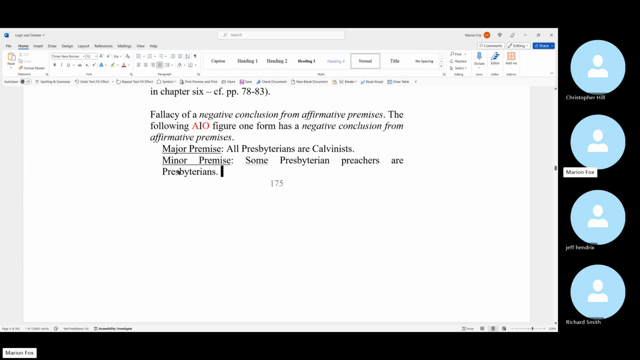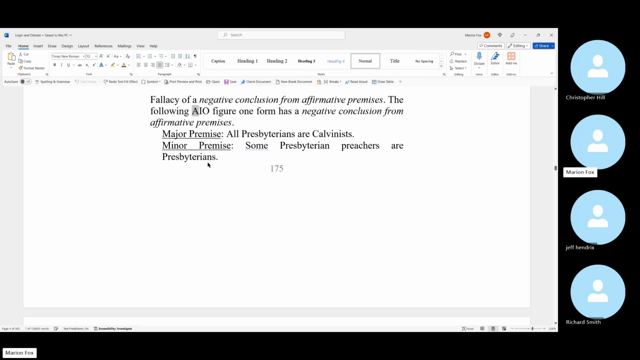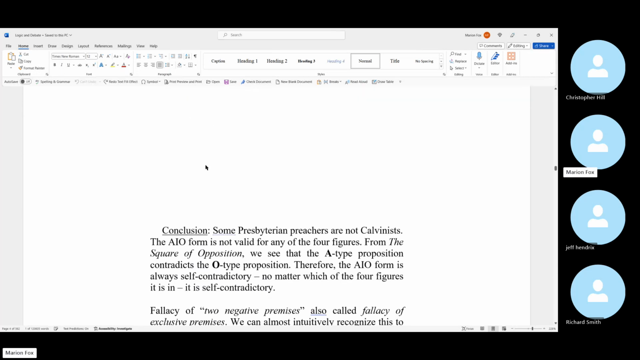they're contradictory. So an AIO proposition in any form, figure 1 form, figure 2 form, figure 3 form, figure 4 form, is automatically contradictory. So it can never be true. Other questions? All right. So that's why that won't work.